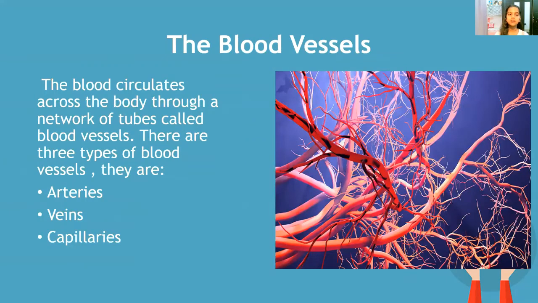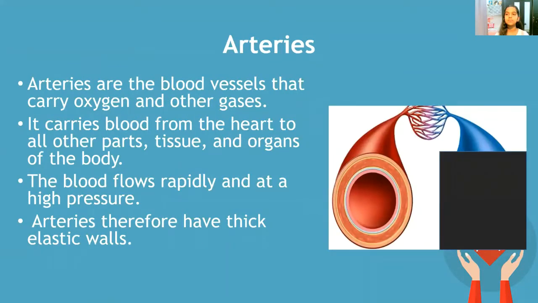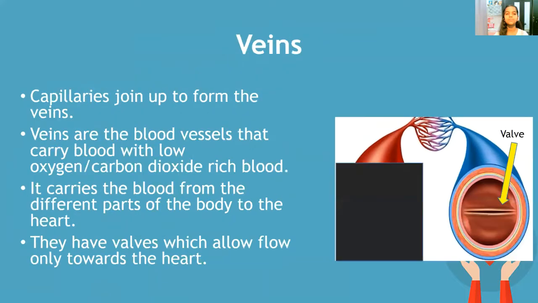The blood vessels are a network of tubes that circulate blood throughout our body. There are three types of blood vessels. They are arteries, veins, and capillaries. The arteries are the blood vessels which carry the oxygenated or the oxygen-rich blood from the heart to different parts of the body. The blood flows at a high pressure, so arteries therefore have thick elastic walls. The veins carry the deoxygenated blood or the carbon dioxide-rich blood from the different parts of the body towards the heart. They have valves to prevent the backflow of blood.